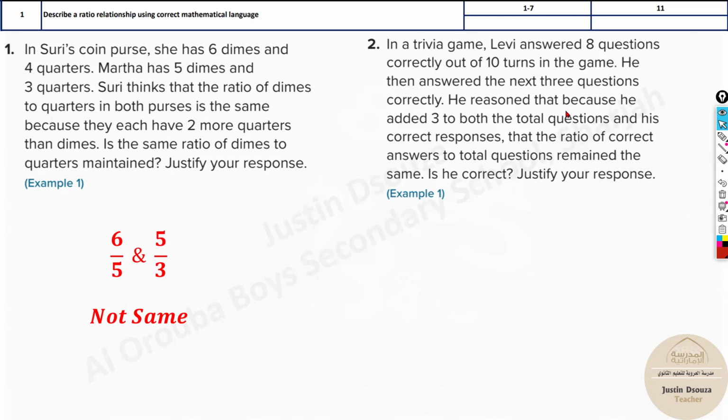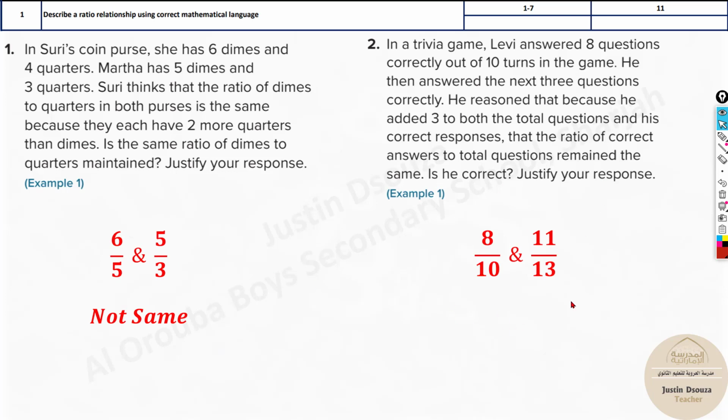Now, because the other problems are the same, I want you to do them by yourselves. Please read the problem and then see the answer later. Please try by yourself and then see it. The first answer we did, it's not the same. If these two were equal, then it was the same.